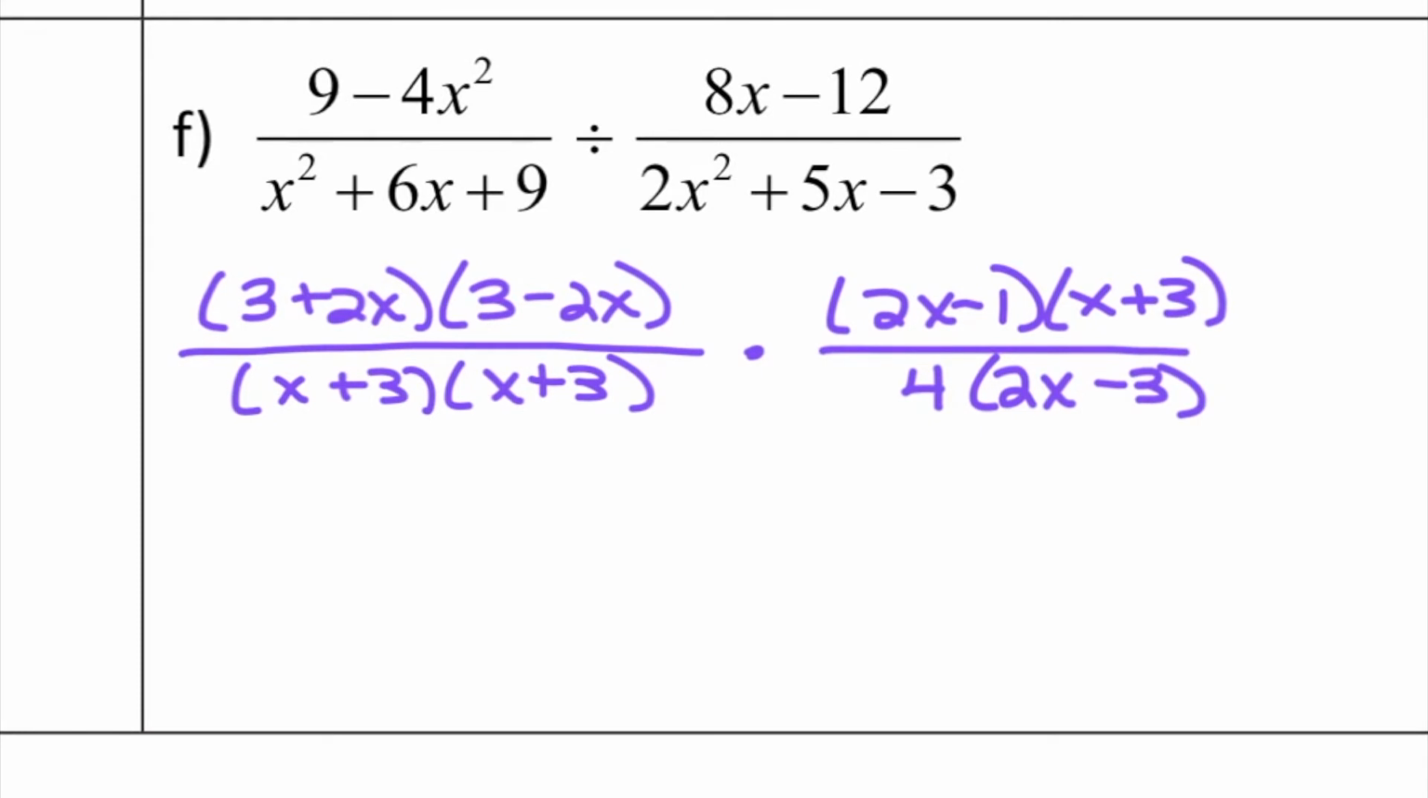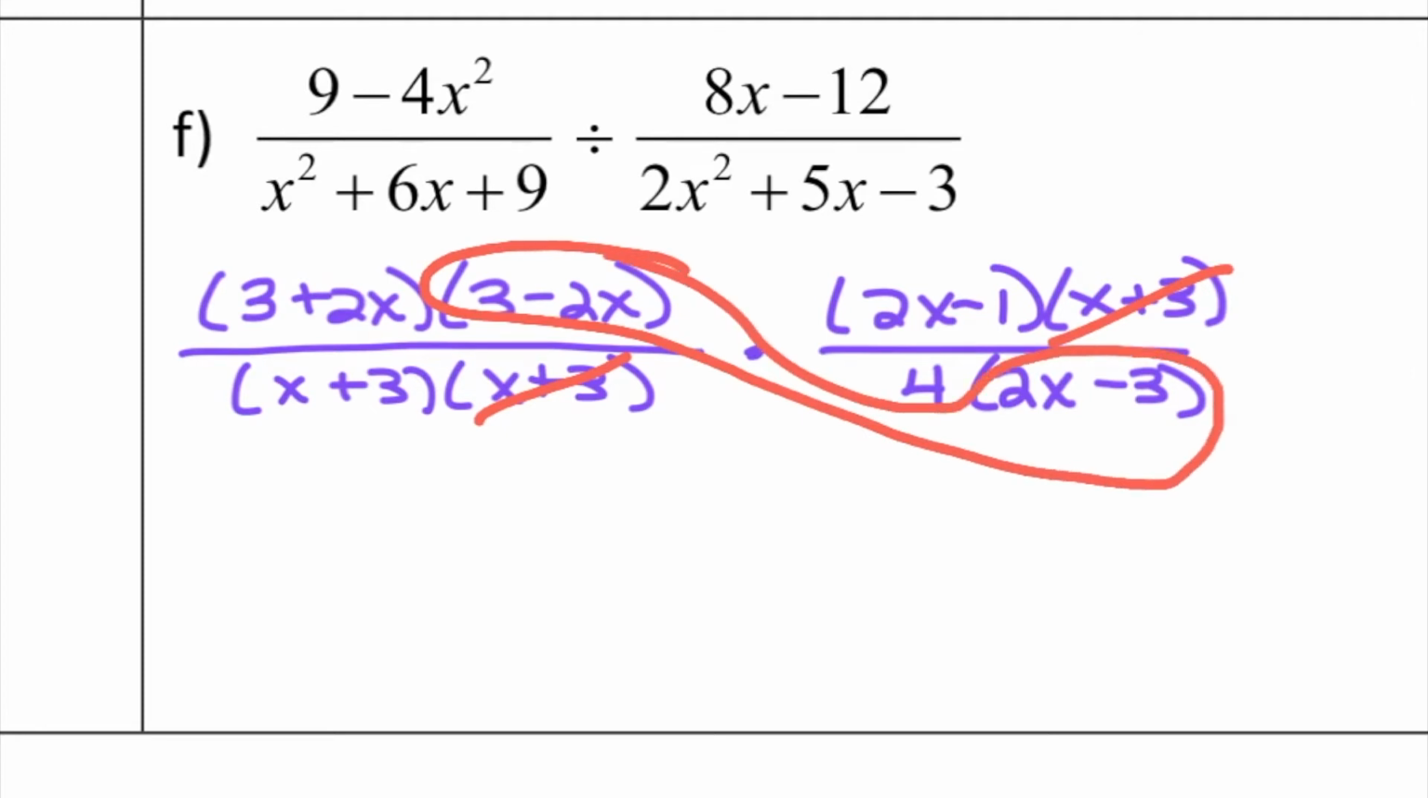Right, so check your factoring. Make sure that you have both factored and flipped it, and now you can start canceling factors. And I see an x plus 3 here and an x plus 3 here. And then I see this 3 minus 2x and 2x minus 3. And when I cancel those, remember that leaves me with a negative 1.